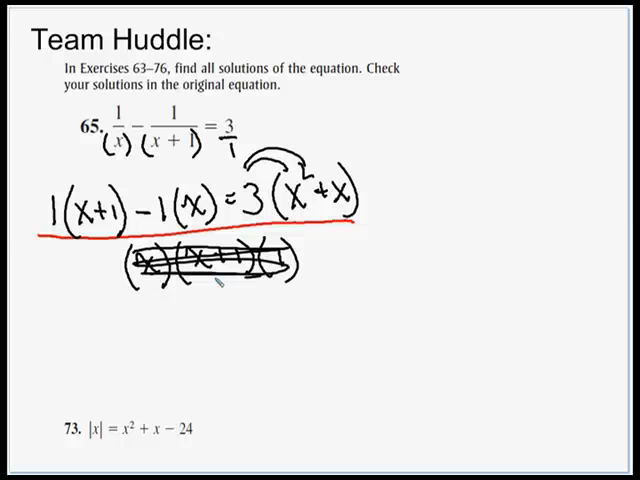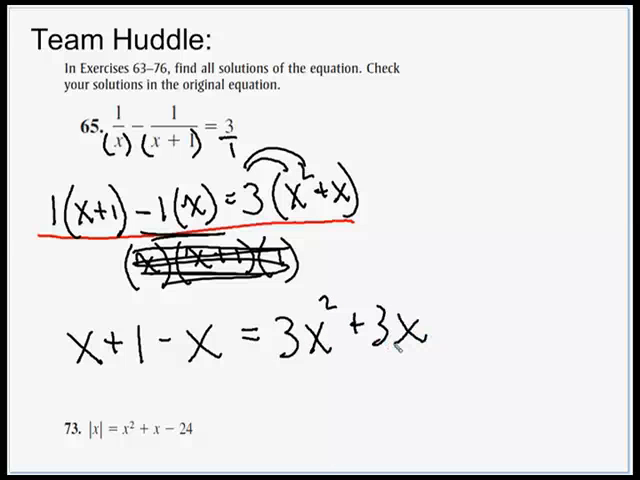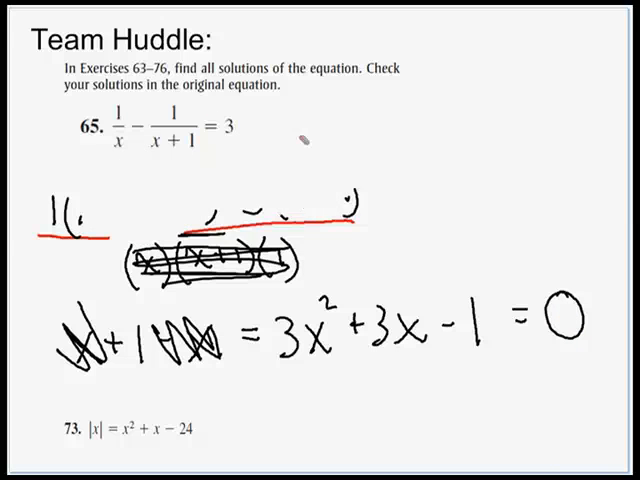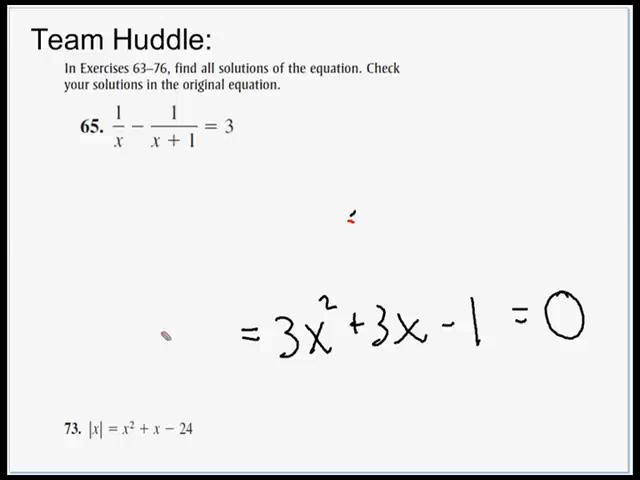We can ignore the denominator from here on out. 1 times this quantity is just that quantity, x plus 1. Minus 1 times x is minus x. And that's equal to, distribute the 3, 3x squared plus 3x. So let's see, here on the left side, we have an x and a minus x that will cancel. There is a plus 1, so let's subtract that from each side. And now the whole thing is equal to 0. So 3x squared plus 3x minus 1 equals 0.